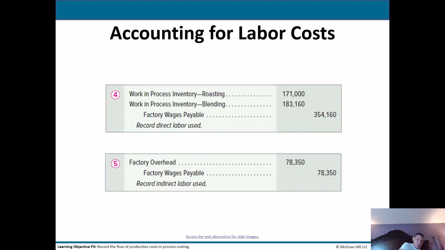Number 4, they're just recording the direct labor that was used. So you can see they're debiting the two departments, and they are crediting factory wages payable. Number 5, you can see they're debiting factory overhead, 78,350, and they are crediting factory wages payable. This time they just took care of the direct labor in number 4. Now they're taking care of the indirect labor.